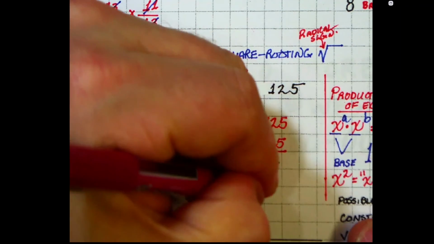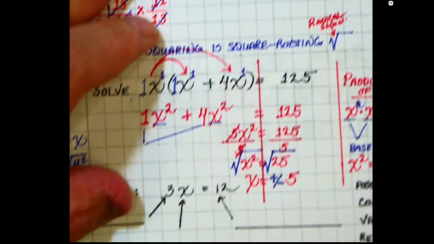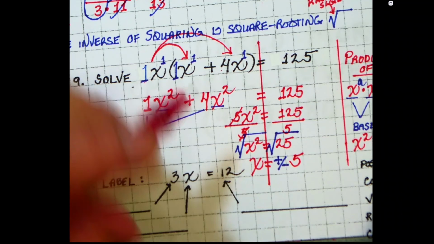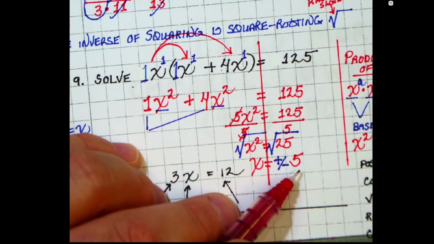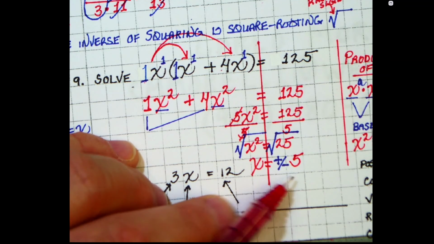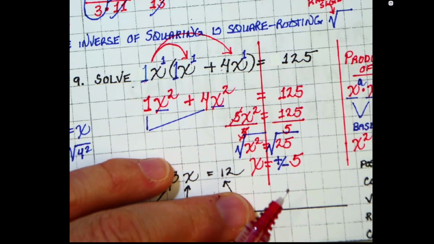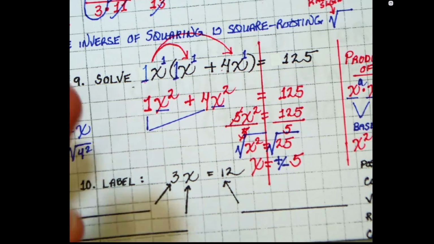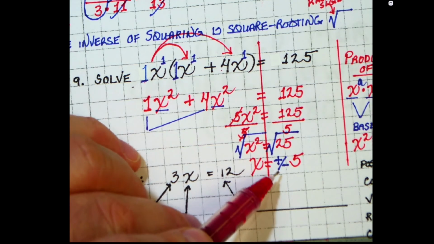Some people said, so does that mean that we don't know? And the answer is yes, we do not know. Here's why. Because 5 times 5 is 25. So x could be 5 because 5 squared is 25. But negative 5 times negative 5 is also 25, because a negative times a negative is a positive. So we have to include both options.